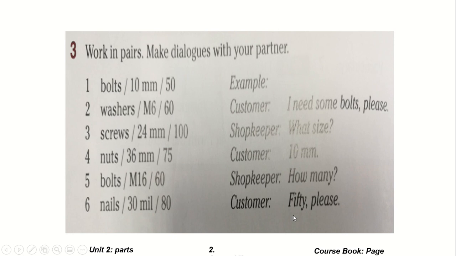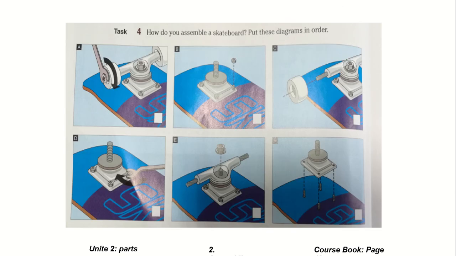Customer, 100, please. Okay, so you can do the same with nuts, bolts, and nails. So now let's move to the next exercise. It's about assembling the skateboard. Of course, we took the previous 2 exercises to be able to know the parts, some of the parts we need, and if we go to the shop, how to ask about them and about the size. Okay, now, how do you assemble a skateboard?